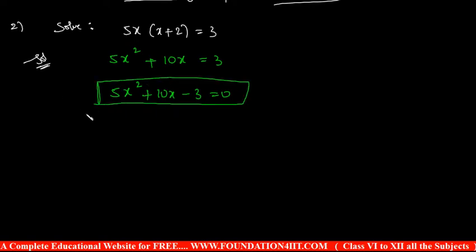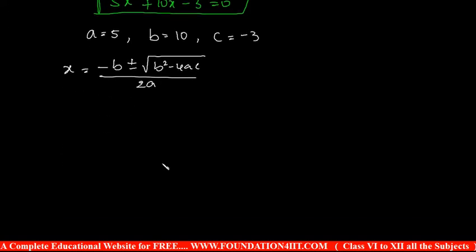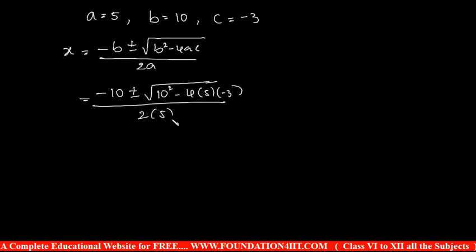We can write the values of a, b, c. a is the x squared coefficient, 5, b is the x coefficient, 10, c is the constant, minus 3. Then x is equal to minus b plus or minus root b squared minus 4ac divided by 2a. Apply this formula by substituting values. Then x is equal to minus 10 plus or minus root of b squared, 10 squared, that is 100, minus 4 into a, which is 5, into c, which is minus 3, divided by 2 into 5.